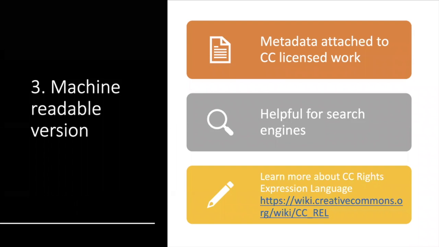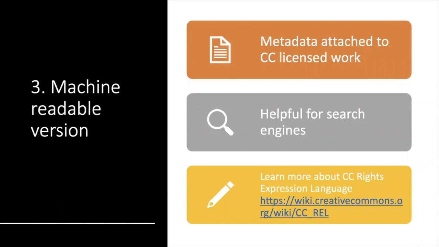Finally, there's a machine-readable version of the license. It summarizes the license in a way that search engines and other types of technology can understand. Check out the attached link if you would like to learn more about the CC rights expression language, also called CC-REL, that is used for machines.